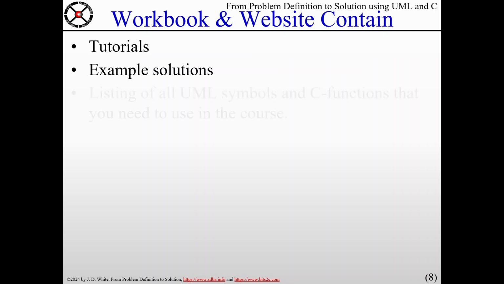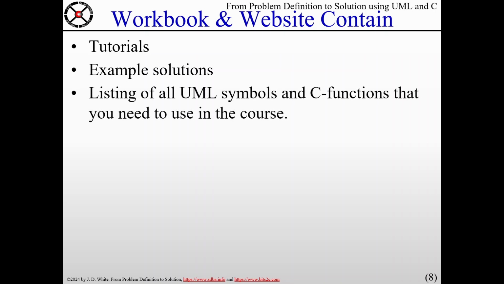Now, we have a website to help you, and also you'll be getting a workbook. Okay, let's look at that. So the workbook contains tutorials. Basically, we'll be going through them, and we'll put stamps as you finish things. It provides some example solutions for you. It lists all the UML symbols and C functions that you need to use in the course.